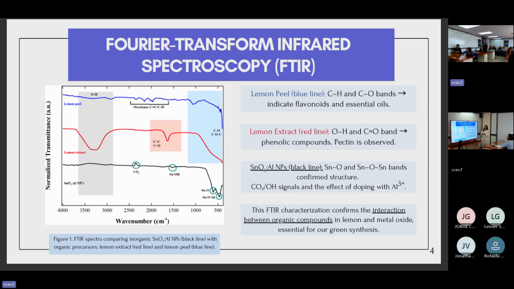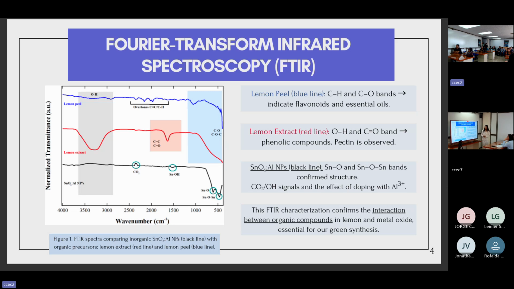Then we have the Fourier transform infrared spectroscopy. In this case, the lemon peel extract has a blue line. We see that it has carbon and hydrogen bonds and also carbon and oxygen bonds, the flavonoids and essential oils in the lemon extract. Then the line in red is the lemon extract, and it shows significance of the oxygen and hydrogen bonds, and then the hydroxyl bonds also. It means that it has the phenolic compounds of the lemon extract, and also the pectin is observed.